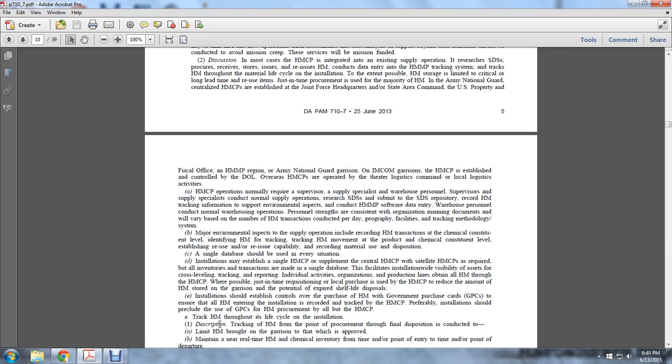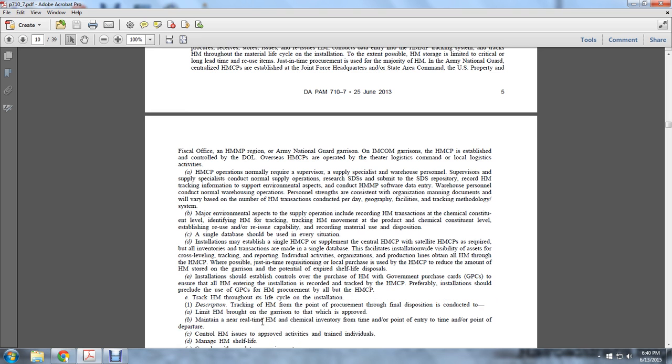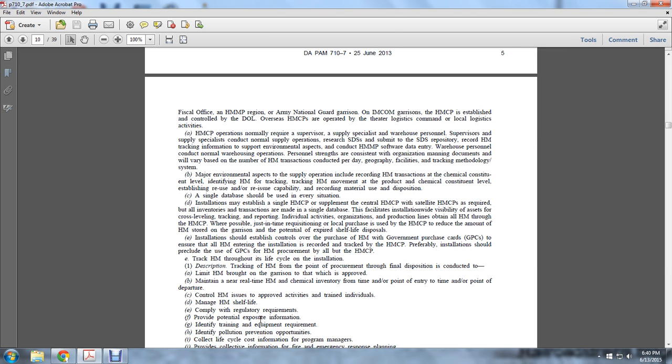The tracking of hazardous material throughout its life cycle on the installation: tracking hazardous material from the point of procurement to the final disposition is conducted to ensure that hazardous material brought onto the garrison is approved. B, maintain a near real-time hazardous material chemical inventory from the point of entry to the point of departure.